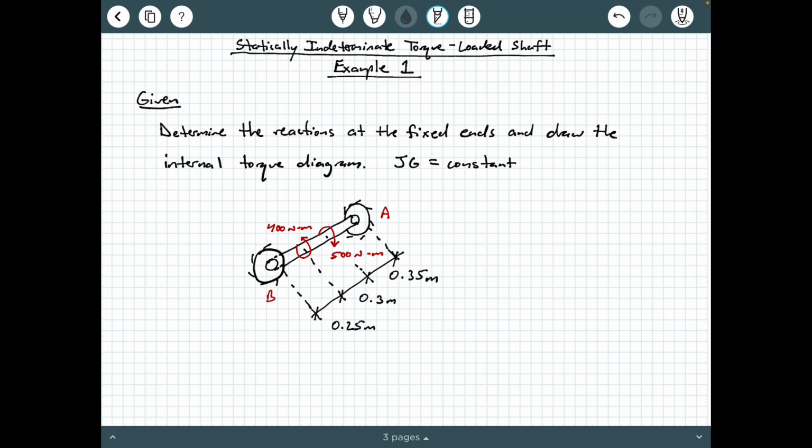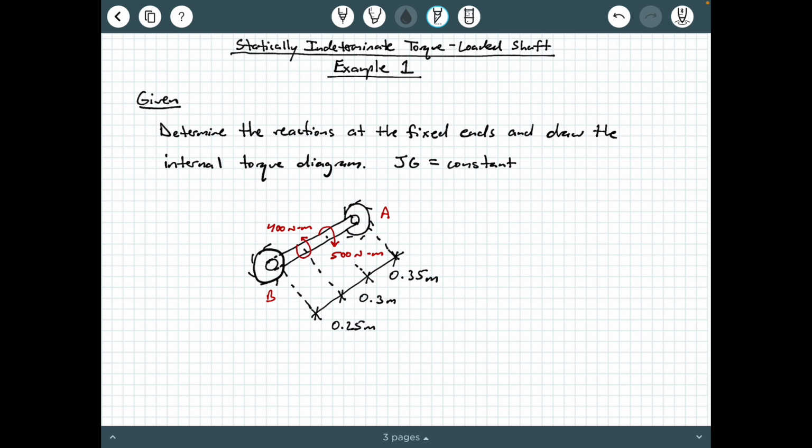In this video we're going to be exploring an example of how to analyze a statically indeterminate torque-loaded shaft. So let's go ahead and look at the given information. Here we're being asked to determine the reactions at the fixed ends and draw the internal torque diagram. We're also being told that the torsional rigidity, which is the product of J and G, is constant.